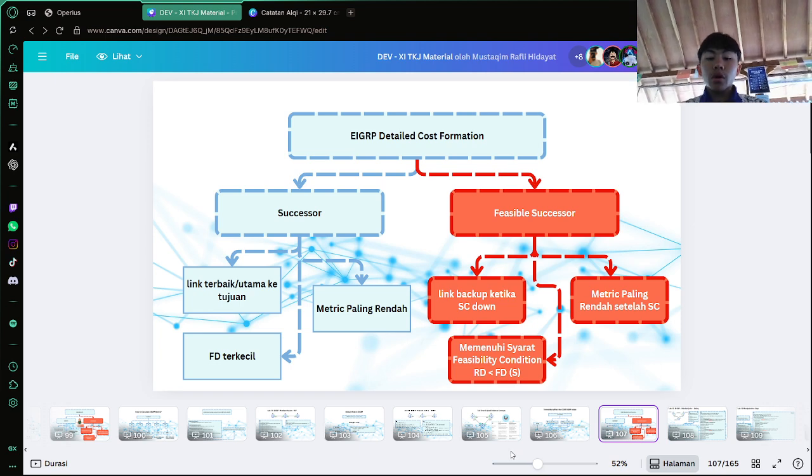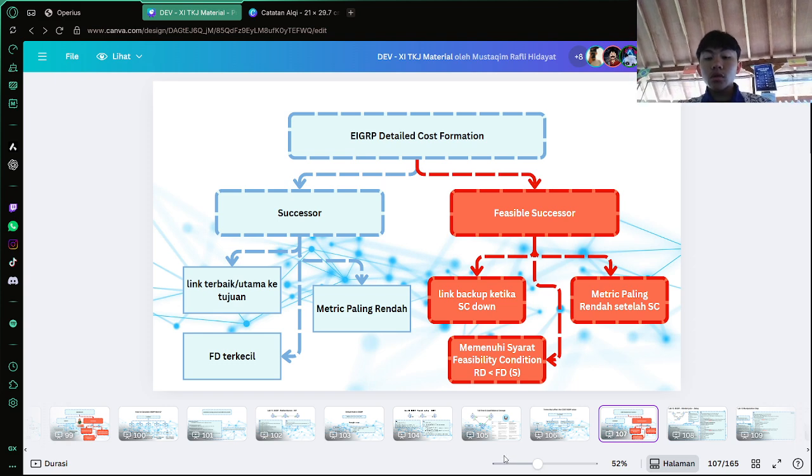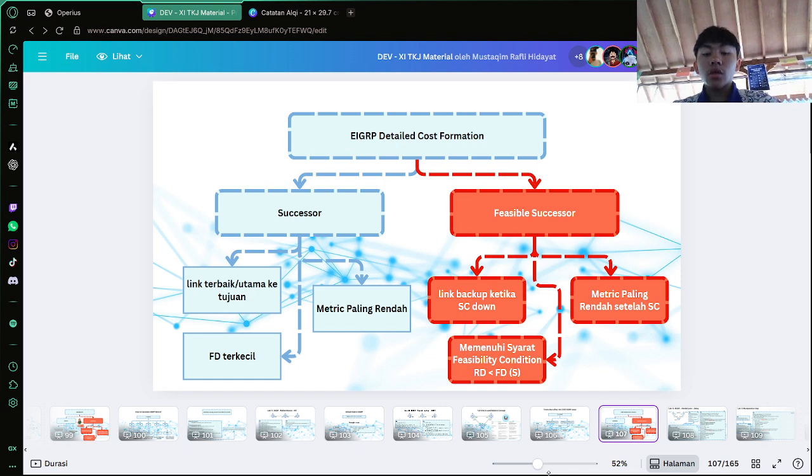And the configuration best practices are: always implement a feasible successor for critical paths, use variance judiciously for load balancing, monitor the topology table for network health, and the last is implement proper query scoping in large networks. Okay, I think that's all.